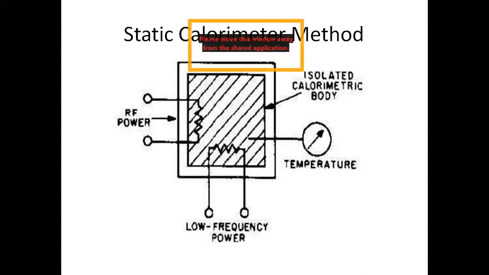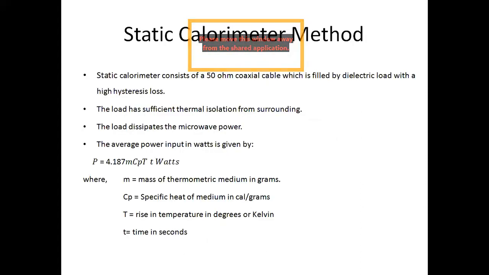Before incidenting the RF power, we will have some temperature. After incidenting the RF power, we will have some other temperature. By taking this difference, we can easily find the medium power. So the average power, as I said earlier, we are measuring only the average power. It is measured using this formula: P is equal to 4.187 m Cp T watts.